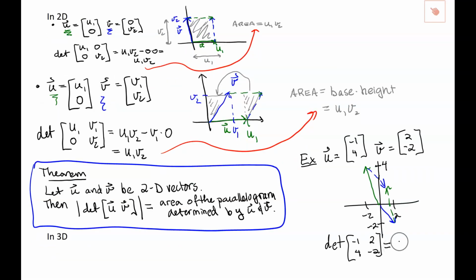So the value of the determinant is going to be -1 times 2, so that's -2, minus 2 times 4, so that's equal to -6. So the area is going to be equal to the absolute value of that determinant. So the area of this parallelogram is 6. Now that is something that I would not want to try to compute using geometry. Trying to figure out what the base and the height of that parallelogram might be is kind of a pain in the neck. But this way was very easy.